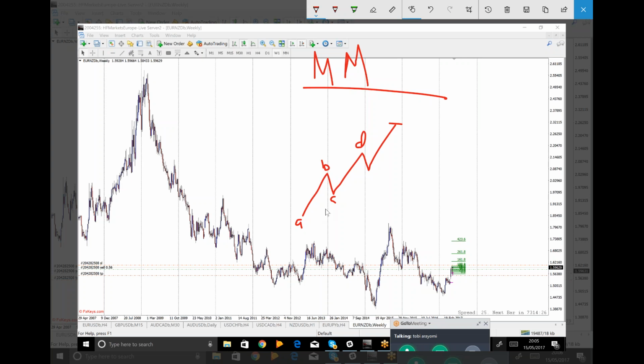The way we find the next ABCD move is we start at C. C becomes A. D becomes B. This is the next C, and therefore here is the next D. Notice we're still not at the current AB boundary.